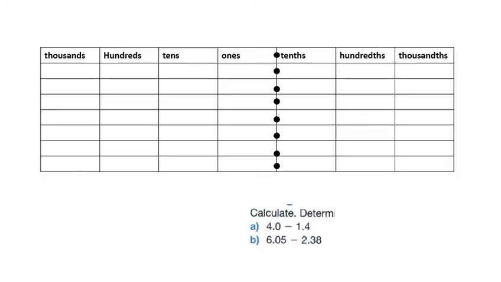Let's work on our next one. Our next one is 6.05 minus 2.38. So let's write that one down here. 6.05 subtract 2.38. So I've written it like this. And our next part here is, let's just make it center. There we go. So we are going to subtract 2.38 from 6.05.